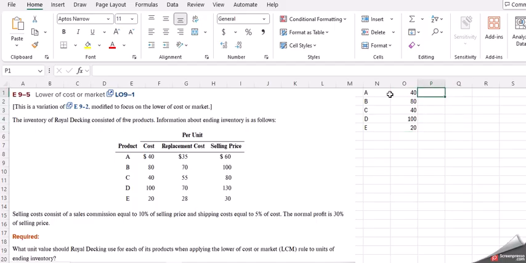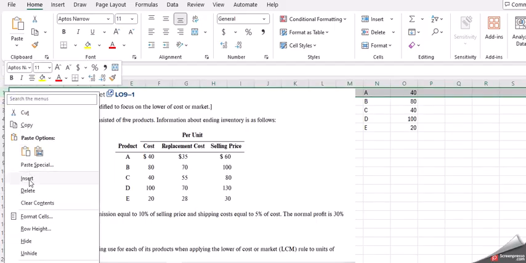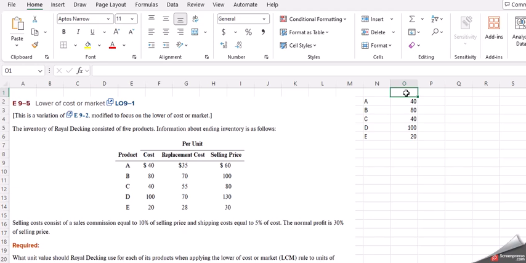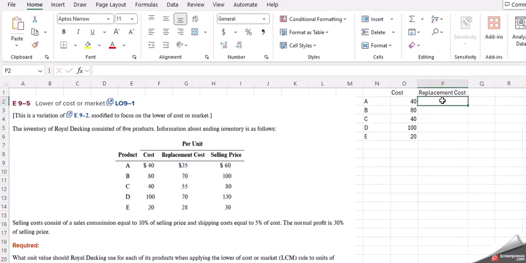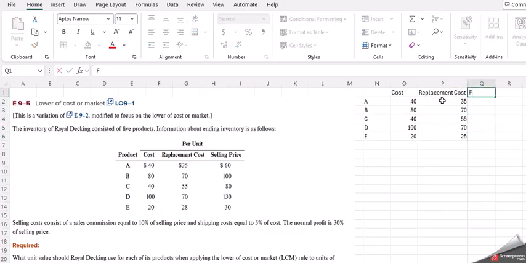So maybe we'll do that. I probably should put in a title for these though, so we can see what it is. Okay, so here, this was our cost. Then we've got our replacement cost. And then we'll have our floor and then our ceiling.